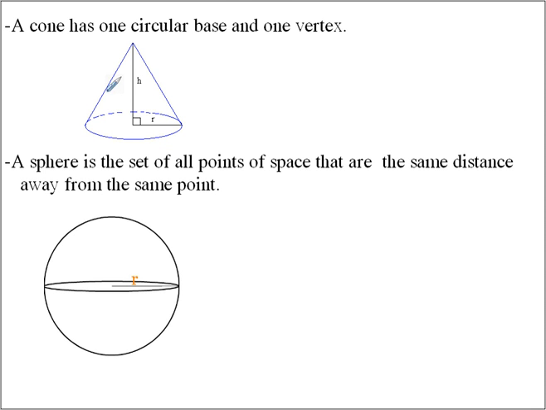Now a cone has a circular base and a vertex up at the top, sort of like an ice cream cone. And a sphere is a three-dimensional shape with every single point on it an equal distance away, which is the radius, from the center. So we're pretty much done.